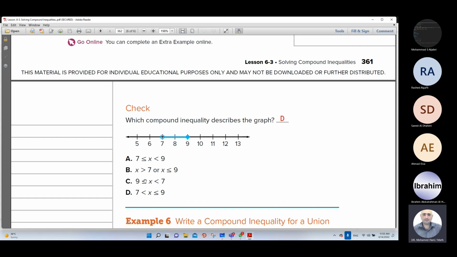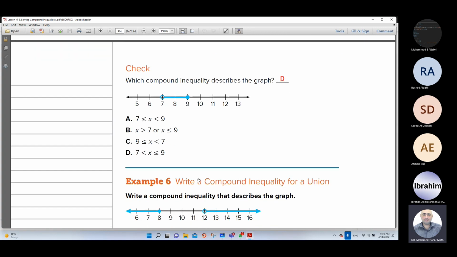Here x greater than or equal 9 and x less than or equal 7. Here x less than or equal 7, this is wrong, because the value of x is greater than 7. So the true one is D, x greater than 7, correct, and x less than or equal 9. So this is the correct answer.